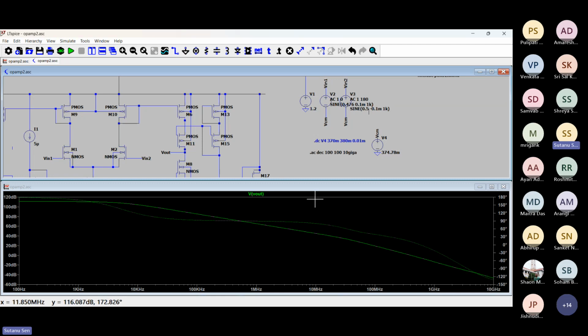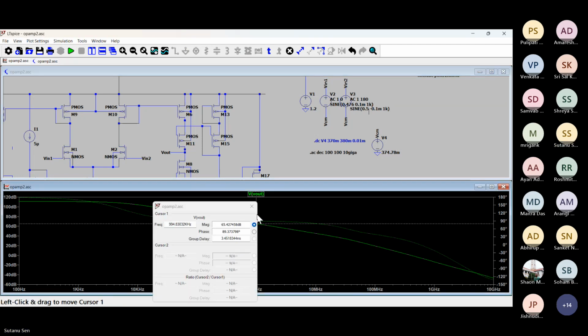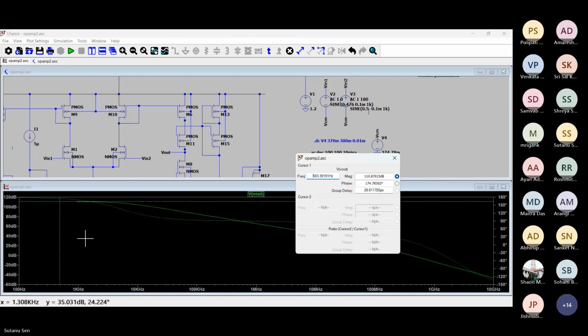Yes, sir. Now it is giving a good gain. Like I'm getting 110 dB. Yes. So 110 dB is good. Look at the bandwidth, it has degraded. You check the phase margin. Bandwidth will definitely go down once you increase the gain. That is obvious.